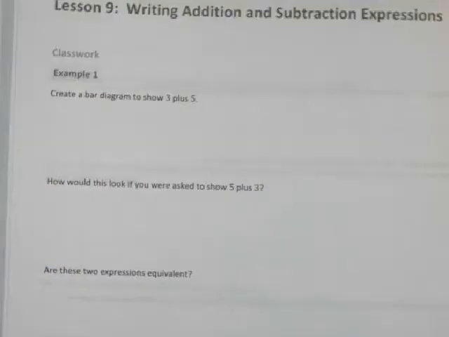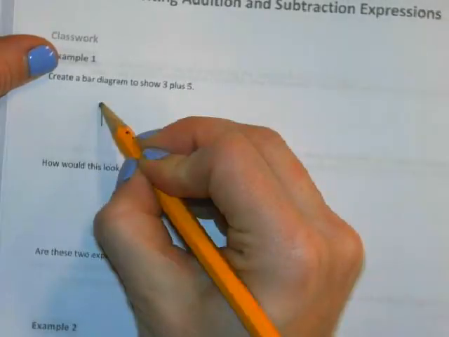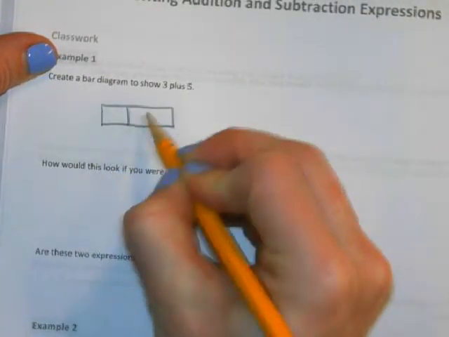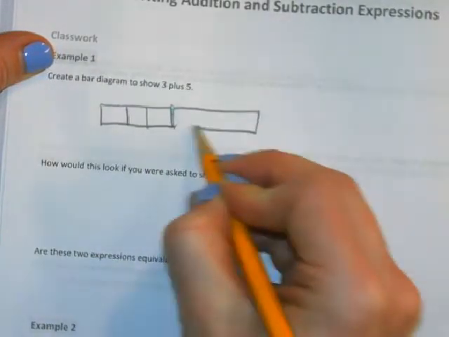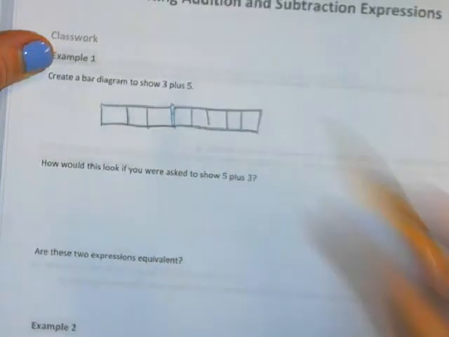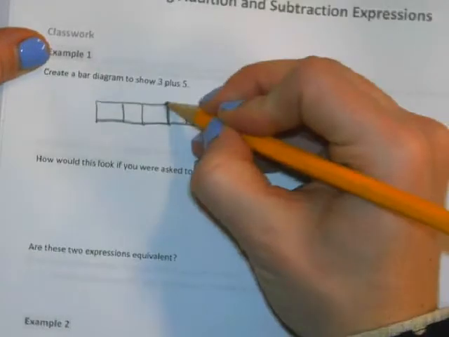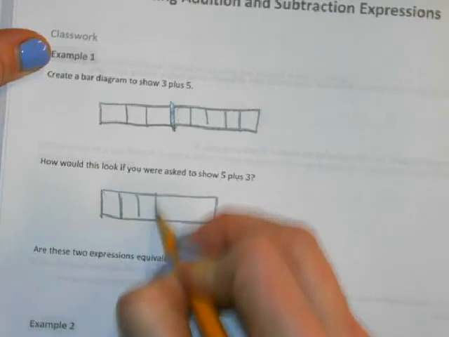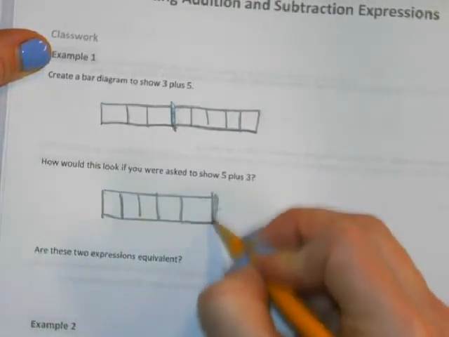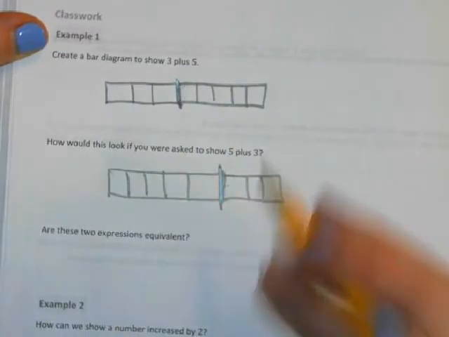All right, lesson 9 in your book. It says create a bar diagram to show 3 plus 5. So like I said, you want to make the 3 first, darken that line, and then add 5 on. How would this look if you were asked to show 5 plus 3? It looked pretty much the same except 5 comes first. And then you darken the line, and then you put 3 more on. And are they equivalent? Yes, they both equal 8.